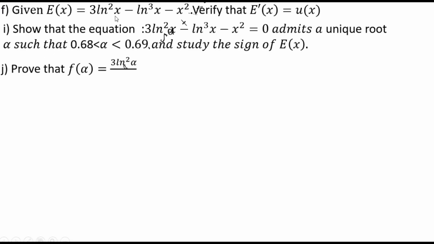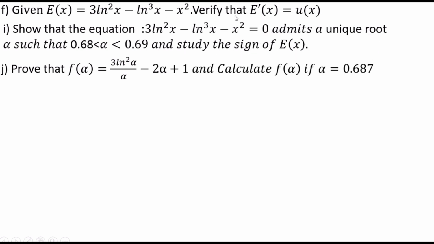Given E of x equals 3 ln square x minus ln cube x minus x square, verify that E prime of x equals u of x. Show that the equation E of x equals 0 admits a unique root alpha such that alpha is between 0.68 and 0.69, and study the sign of E of x. Prove that f of alpha equals 3 ln square alpha over alpha minus 2 alpha plus 1, and calculate f of alpha if alpha equals 0.687.